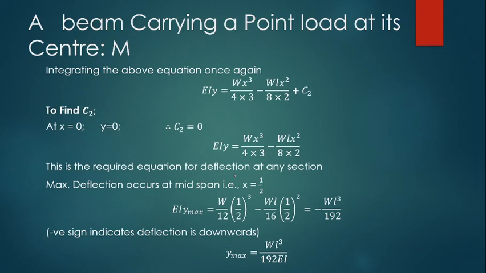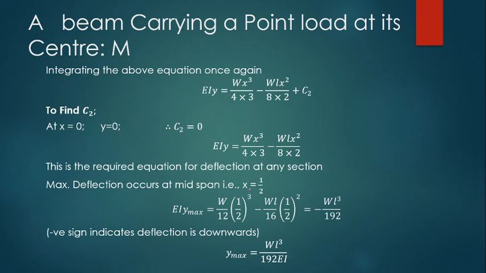Yeah, this is the required equation for deflection at any section. Maximum deflection occurs exactly at the midspan. Because of the symmetry, you will get it directly. Otherwise, it always occurs at a point where slope is 0. Apart from the support, at the point of maximum deflection, slope is always 0.